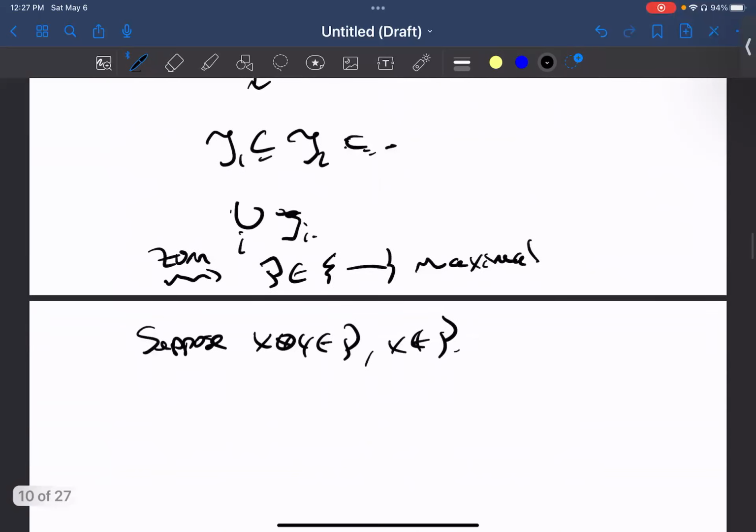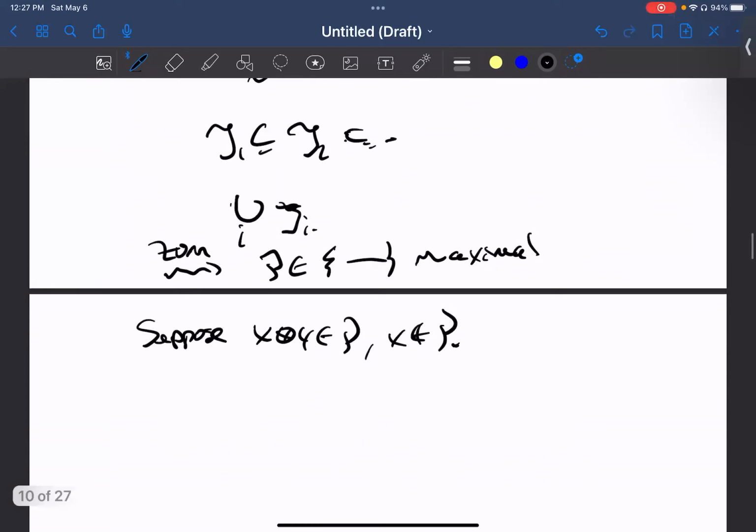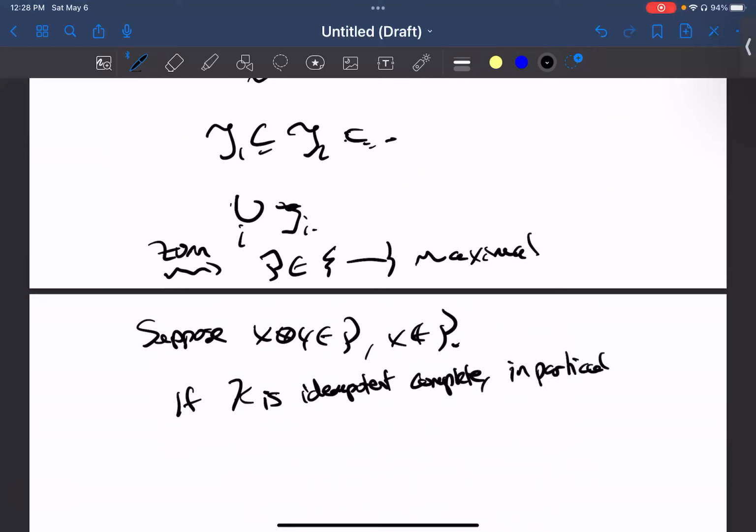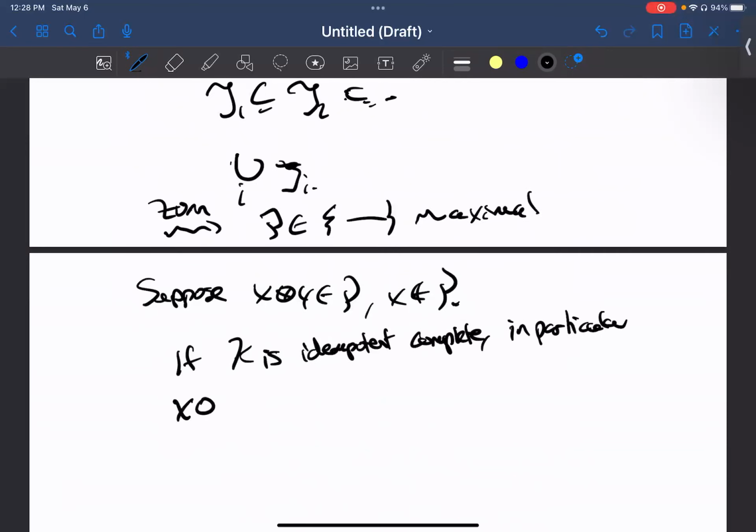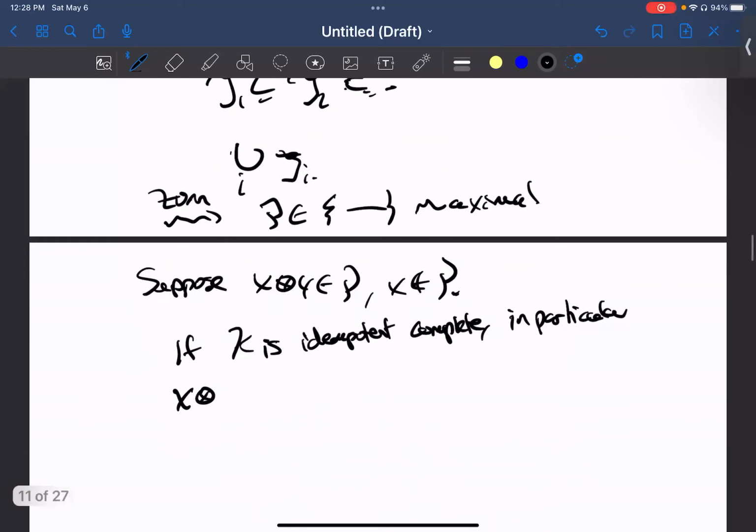Now we're going to see where the assumption I used earlier on idempotent completeness comes in handy. So if K is idempotent complete, and in particular, you don't actually need this assumption. I think you can just get rid of it just by adding radical in what I said earlier, but I don't want to do that because it's annoying.